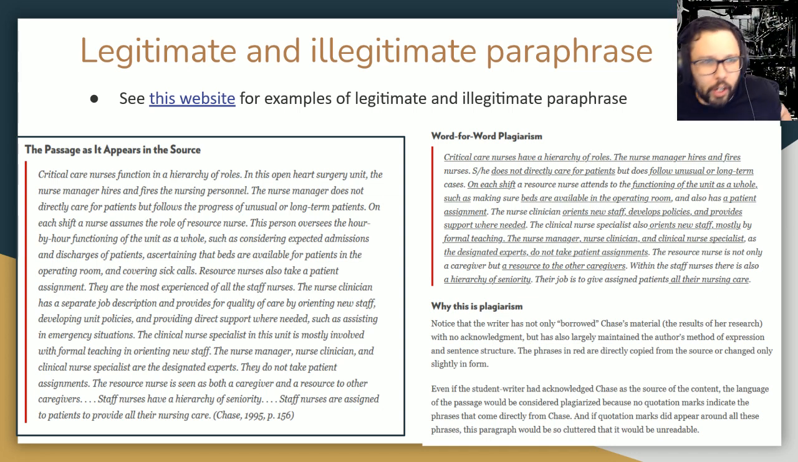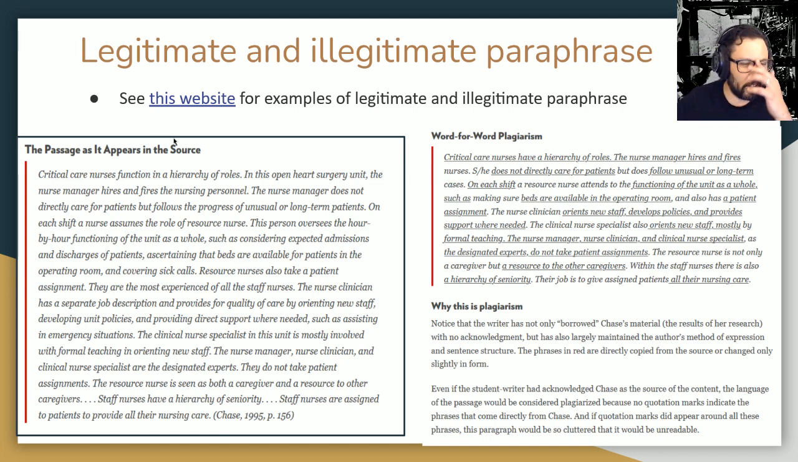I want to close quickly with some examples from this website. This website is the University of Wisconsin Madison Writing Center. They have a really nice resource about what paraphrase is and what plagiarism is and how to avoid plagiarism, and they give some very good examples. I'm not going to read through these examples in complete detail, but I just want to sort of highlight this so that you can look at this. The link is in these slides, and this link is also in the syllabus, so you can read through this website. It's got a lot more information, but I just want to pull this out just to say a few more words about what is legitimate and illegitimate paraphrase.